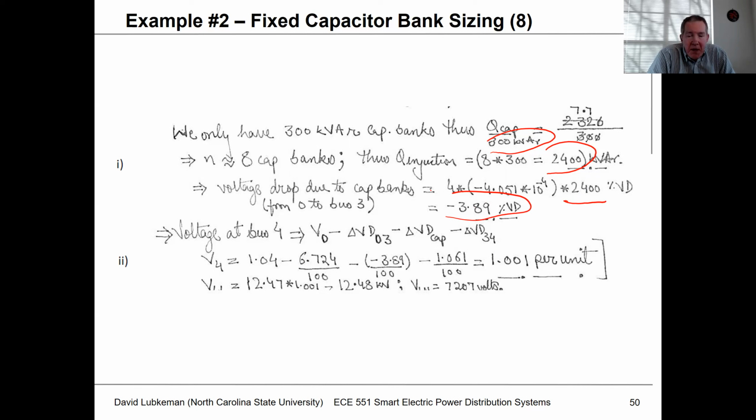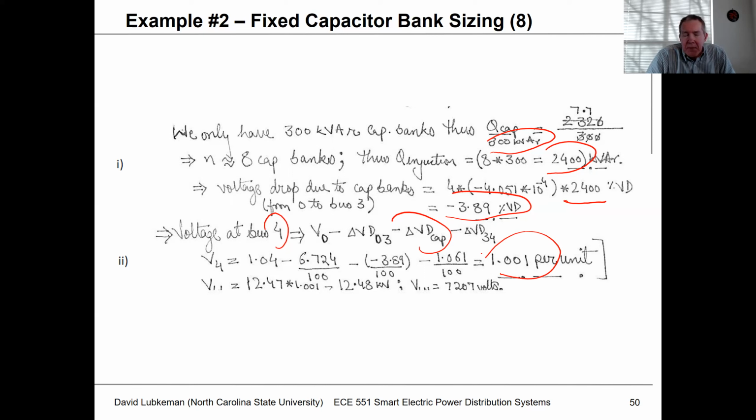And then you can go through and recalculate the voltage at bus 4. Basically, what you can do in this case is add to that the amount of change that you're going to get due to the capacitor addition. And what you see is you do get pretty close to 1 per unit.